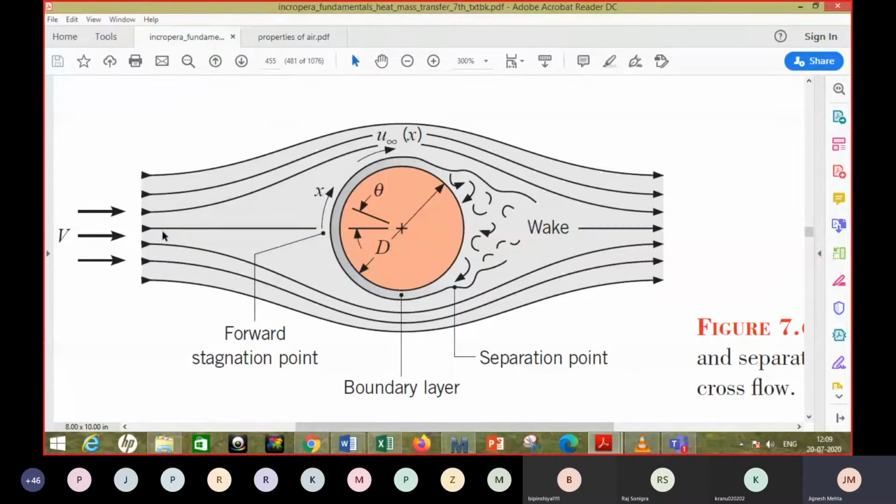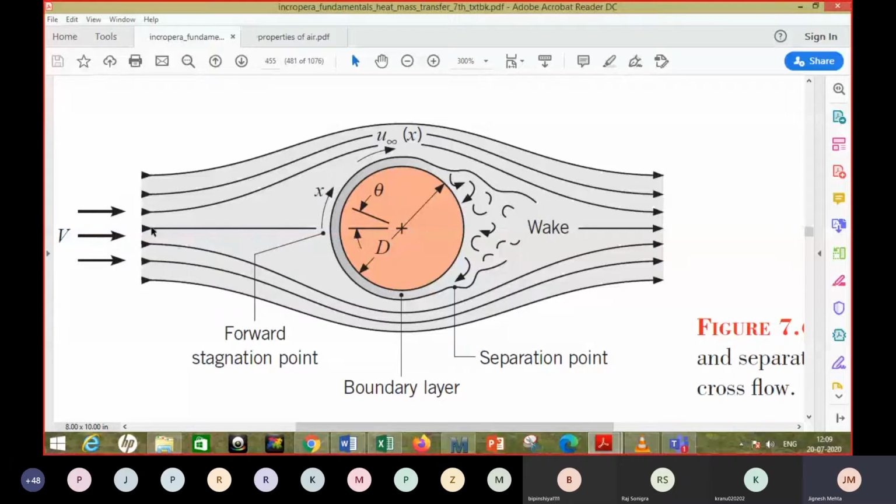Okay, so now if you see the left hand side, you can see the fluid approaching this cylinder and it has velocity v. That is the upstream velocity. It is called upstream because before any effect of this cylinder is seen, the velocity of the fluid is constant and equal to v.